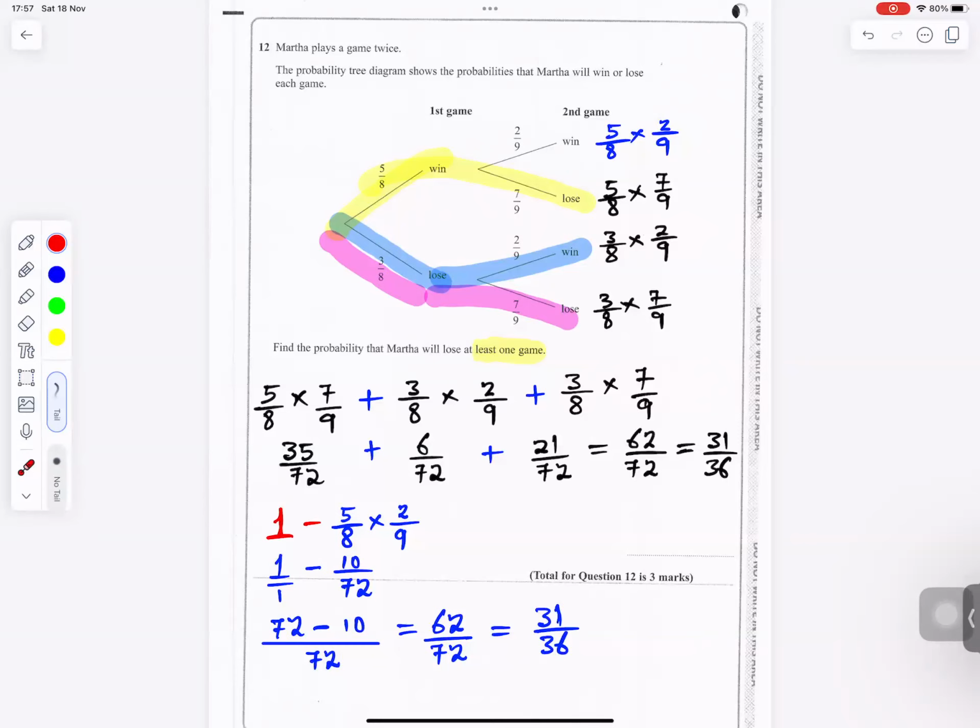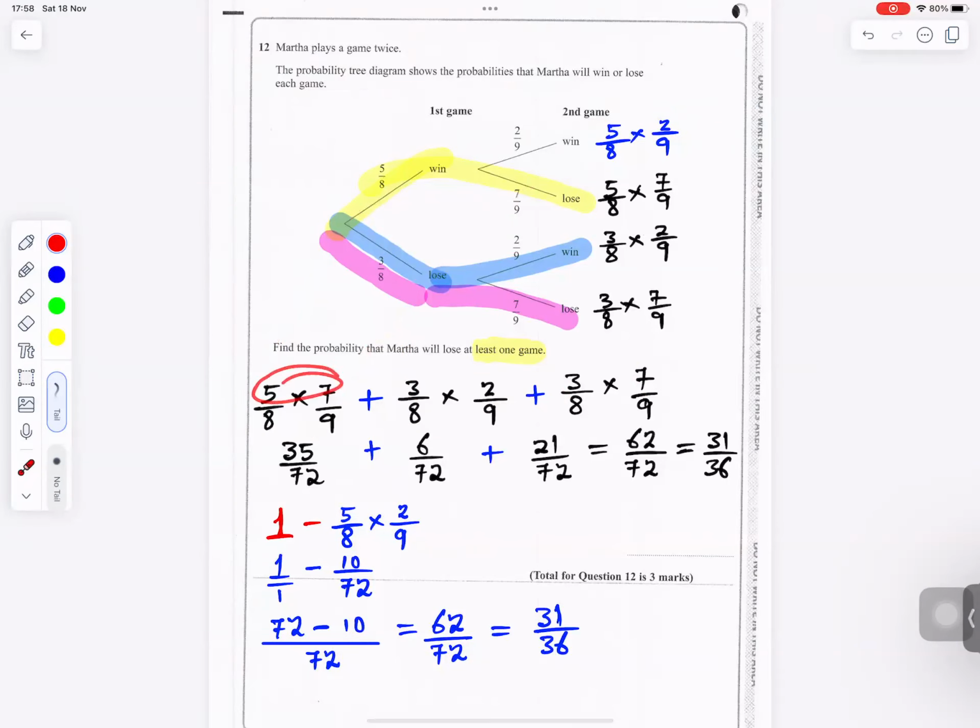So you can win the first game and then lose the second game. Or you can lose the second game and win. You can lose the first game and win the second. Or you can lose the first game and lose the second. Each of them has one game that they've lost. So we multiply those together.